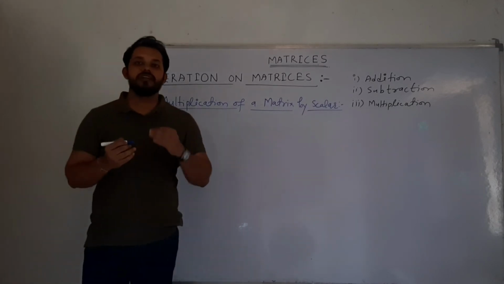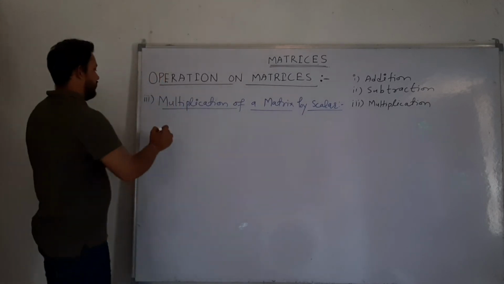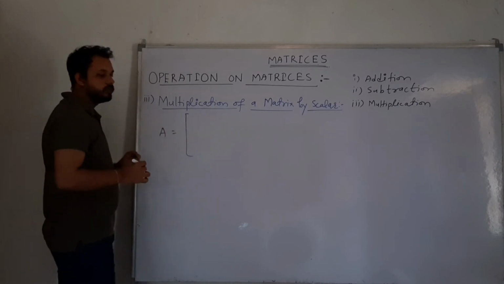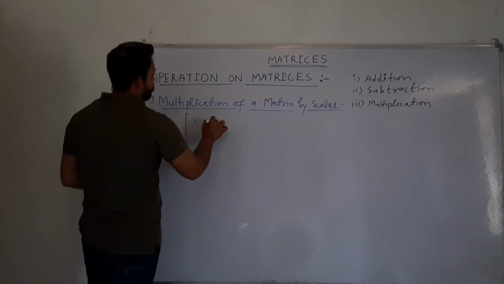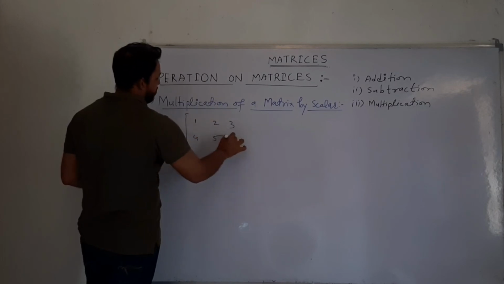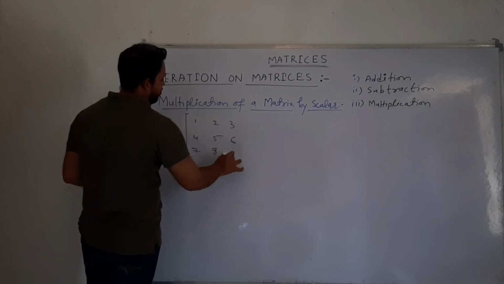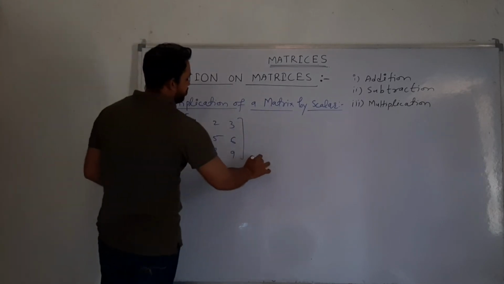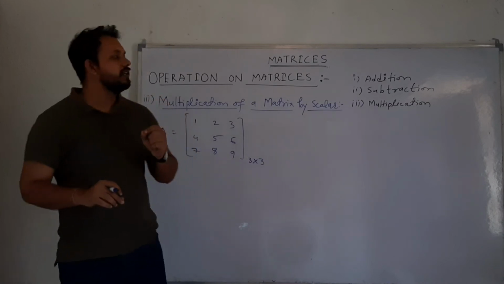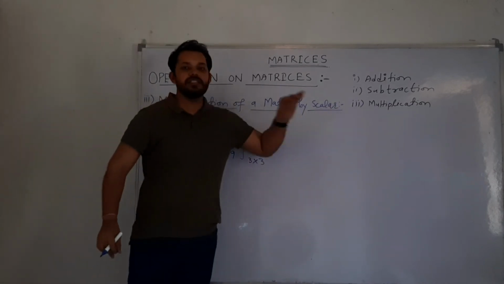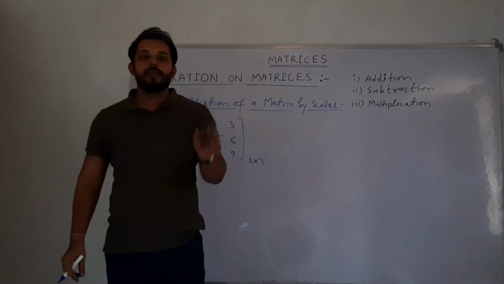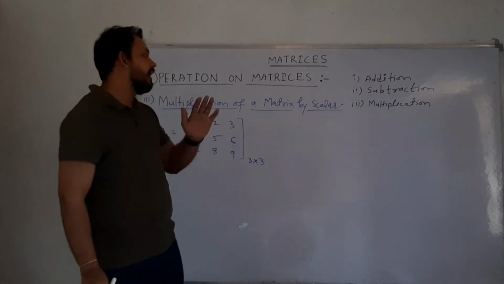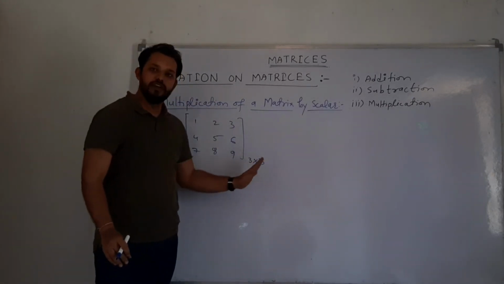To learn this operation, let's have a matrix A. The elements of this matrix are 1, 2, 3, 4, 5, 6, 7, 8, 9. The order of this matrix is 3 cross 3. One thing I want to make clear is that these operations can be performed on a matrix of any order. For simplicity, I am taking a 3 cross 3 matrix.